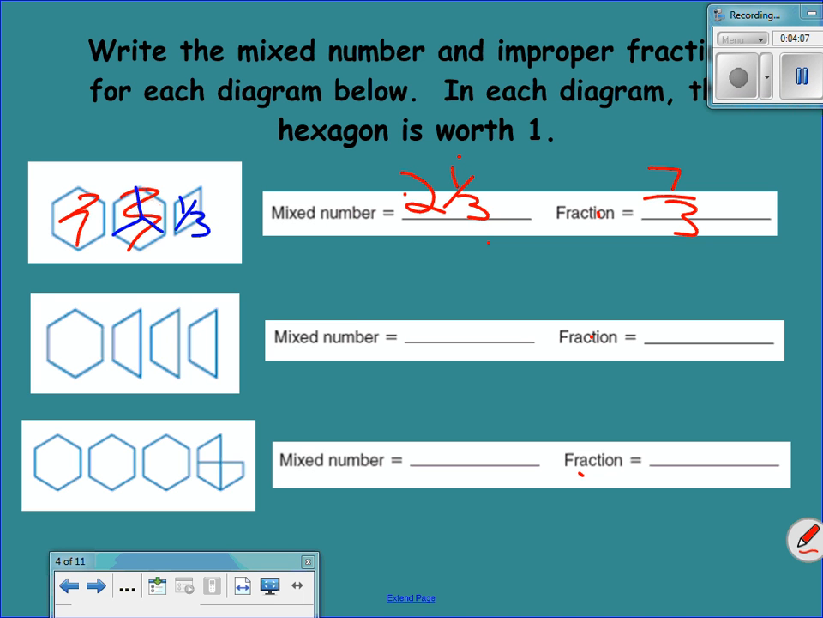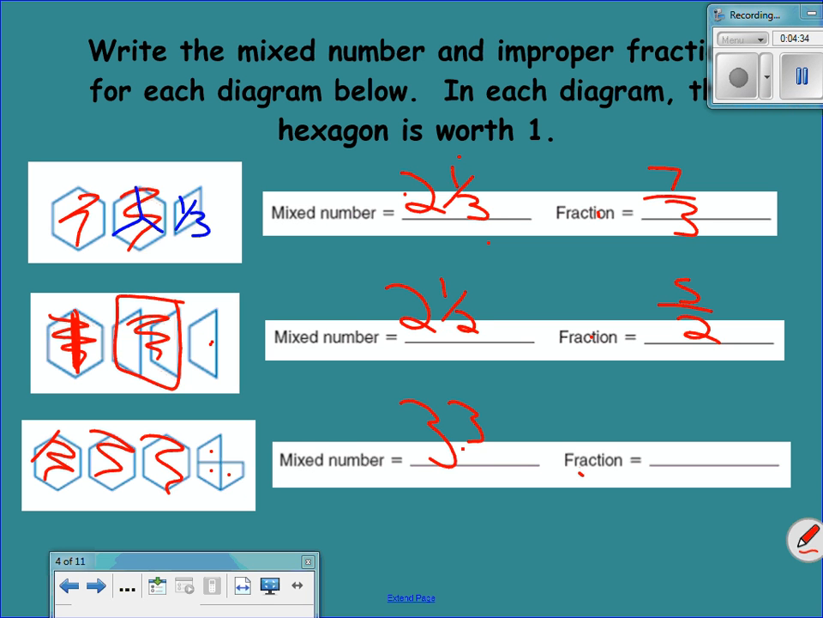Let's take a look at this next one. I've got 1 here. I know these two equal 1 as well, so I have a 2. This shape right here is half of this shape, so I have a half. What is that as a fraction? 2 times 2 is 4, plus 1 is 5 over 2. Next one here, I have 1, 2, 3. A big 3. Now we're splitting this into 4s. Looks like I have 3/4. How am I going to write that as an improper fraction? 4 times 3 is 12, plus 3 is 15 over 4.